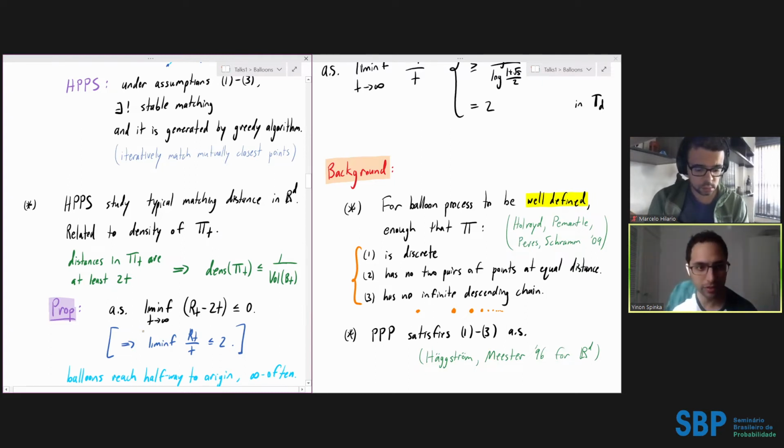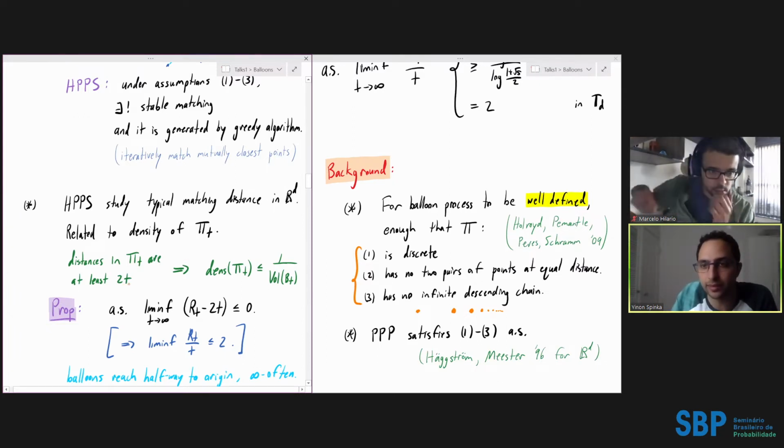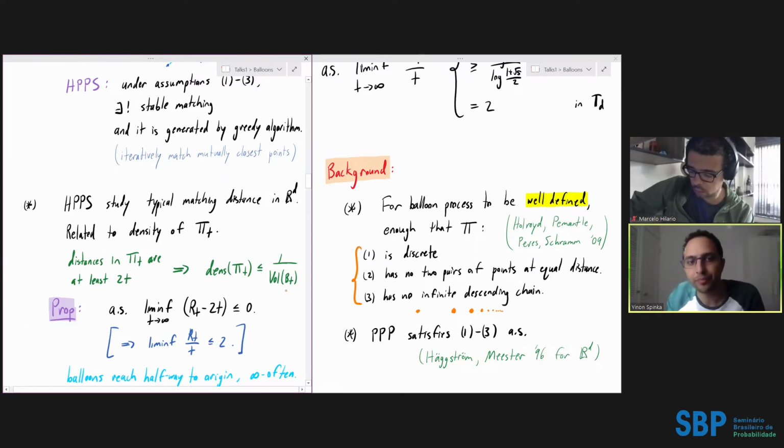So here's a simple observation. The points active at time t, the centers, have to be at distance at least 2t from each other, any two points, since the balloons are of radius t and they're disjoint. And that immediately tells you that the density of this process is at most 1 over the volume of a ball of radius t. So in R^d, this is some constant over t to the d.